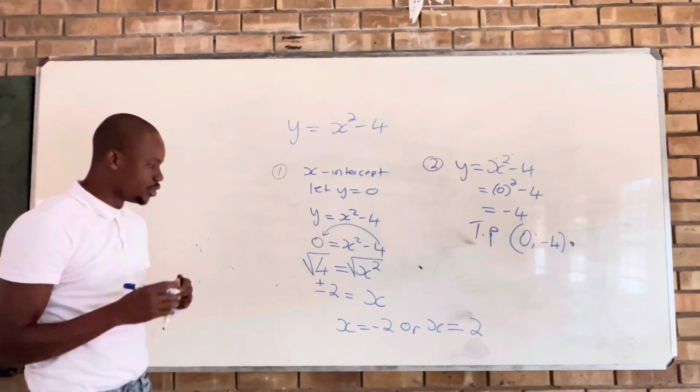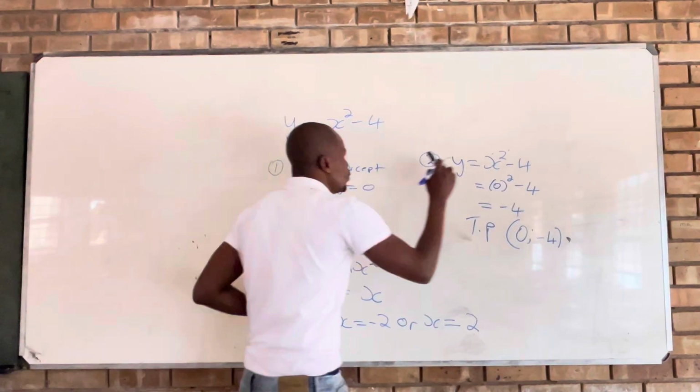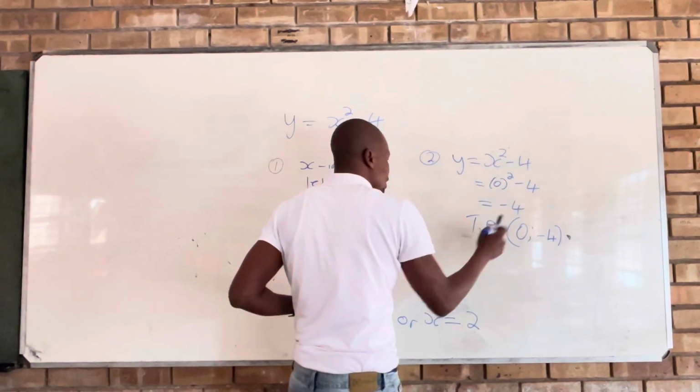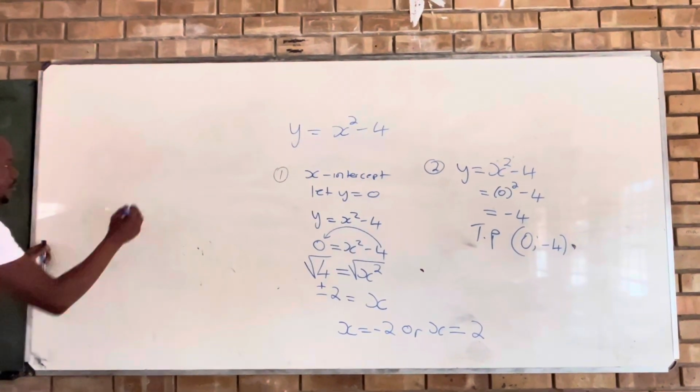Now you can draw your graph. It's very easy. Do you see that? Step number 1, x-intercept. Step number 2, y-intercept, and the y-intercept represents the turning point of the graph.